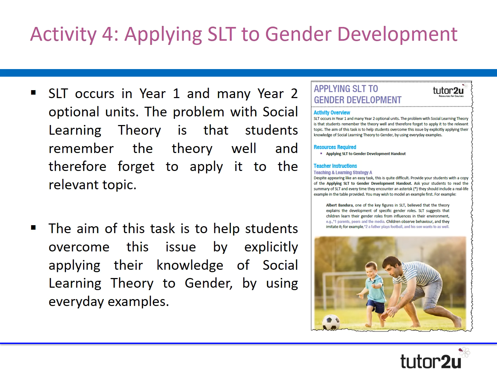And that brings us onto our final activity, which we've called applying social learning theory to gender development. Now, social learning theory occurs in both Year 1 and many Year 2 optional units. And there's a danger around that, because the problem with social learning theory is that students tend to know it very, very well, and therefore they forget to apply it to the relevant topic.